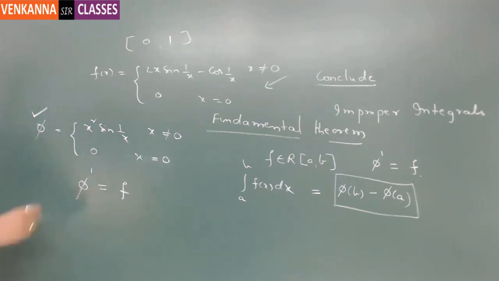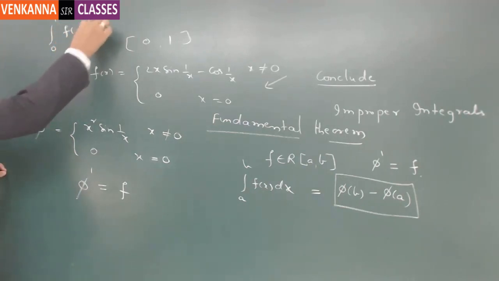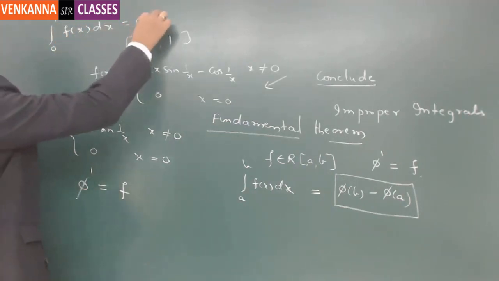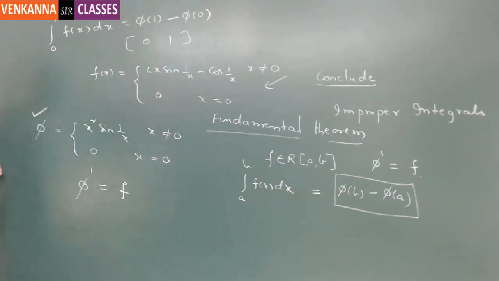I am saying that if you want to calculate the integral from 0 to 1 of f(x) dx, it is nothing but phi(1) minus phi(0). That's it. But phi is not continuous at 0. Please understand that. It is not continuous, but we can use phi to evaluate the integral. So that thing we need to understand from the fundamental theorem. Okay?